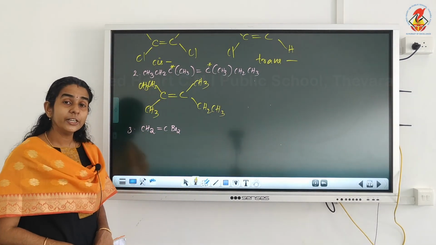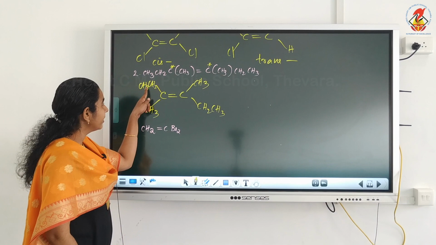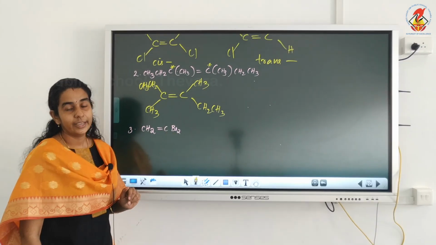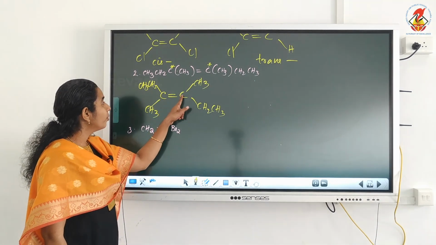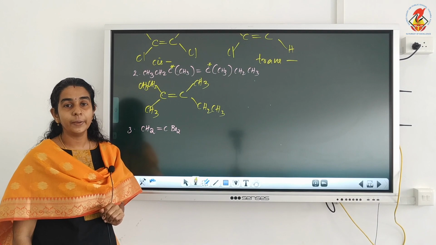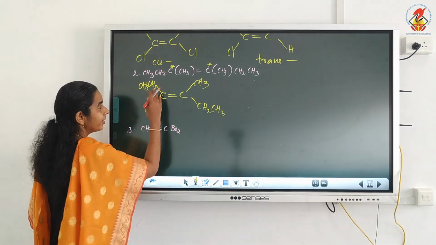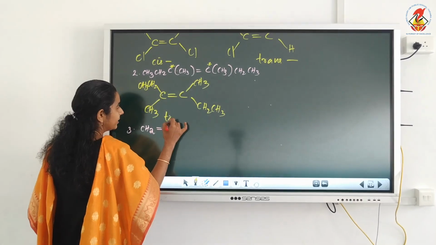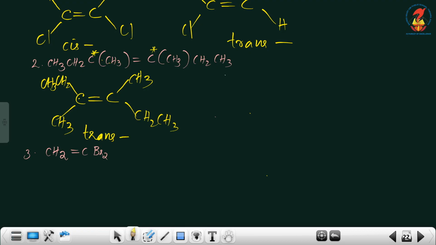Which are the similar groups present? On this carbon there is ethyl, on this carbon also there is ethyl. That is a similar group. Now on this carbon there is methyl, on this carbon also there is methyl. Okay. Now how are the similar groups present here? They are opposite. So this is the trans isomer.